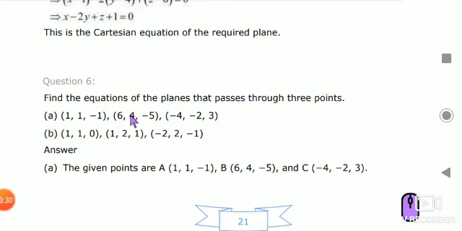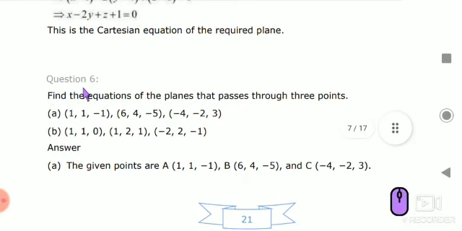Now, the examples we have solved are very important points which are expected from the exam point of view for 3 marks. Let me go to question number 6. Find the equations of the planes. Once again we need the equation of a plane that passes through the 3 given points. This is the problem given from the last derivation of the equation of a plane. The 3 given points are (1, 1, −1), (6, 4, −5) and (−4, −2, 3), and another example is (1, 1, 0), (1, 2, 1) and (−2, 2, −1). Let us begin with the first question. The given 3 points are A = (1, 1, −1), B = (6, 4, −5) and C = (−4, −2, 3).